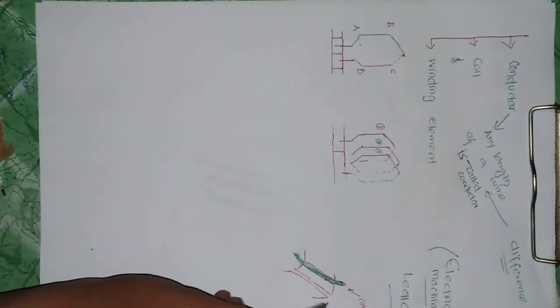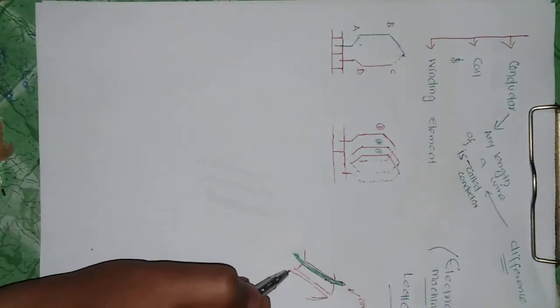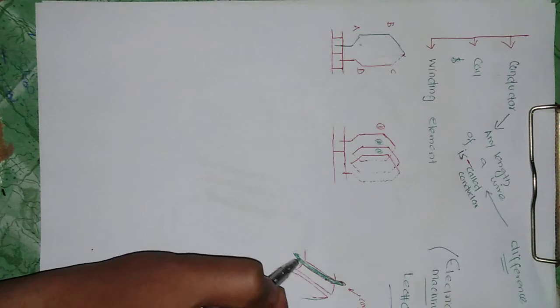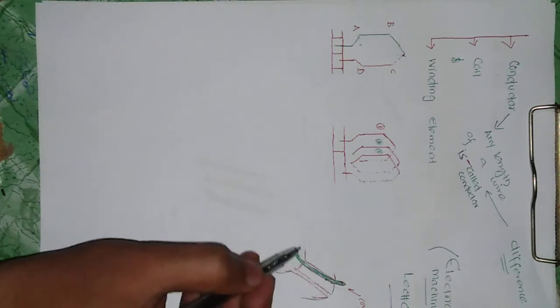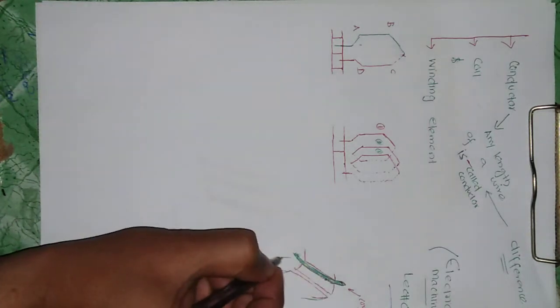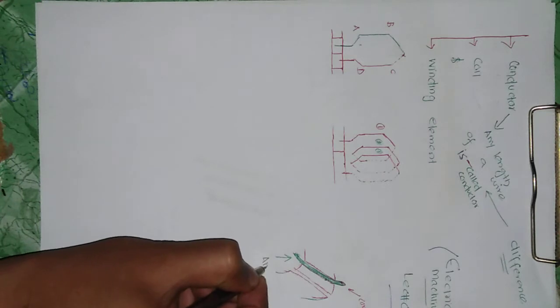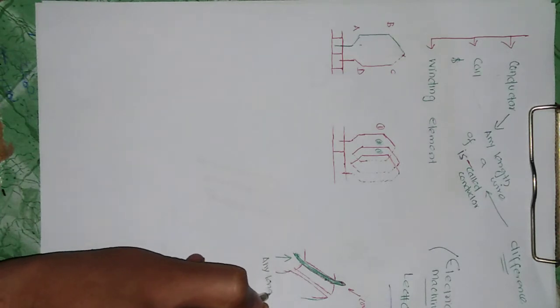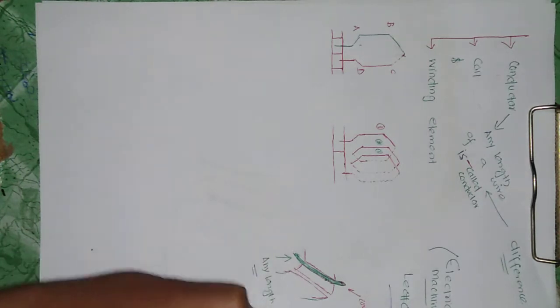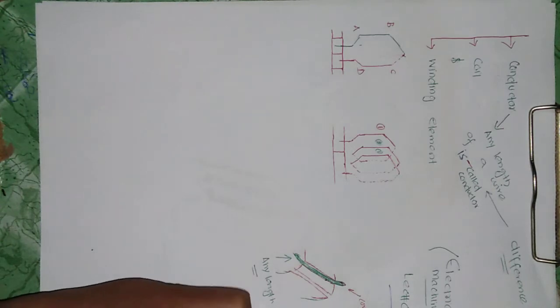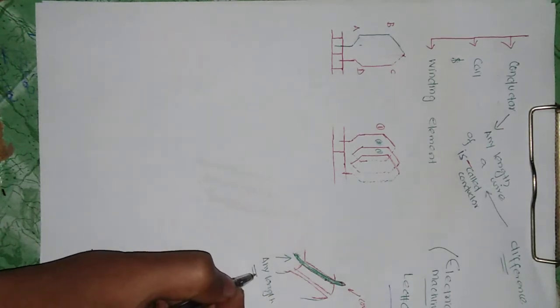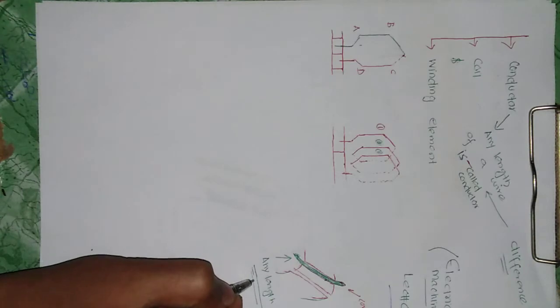For example, this is the armature periphery or the armature core. Here is a slot and here a conductor is placed. So this is any length of a wire that must be a conductor, which actually conducts the electric current.